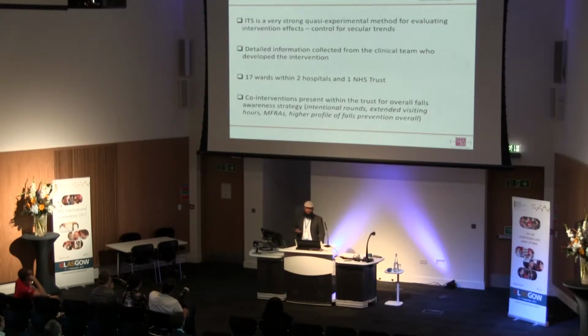And one of the other limitations was co-interventions. Some co-interventions were present within the trust in terms of overall falls awareness strategy. This is something generally across the UK, especially in recent times where there's been a great push for falls prevention awareness. So things like intentional rounds where nurses go around every hour, extended visiting hours so that the patients' families and friends are present for longer so that if they need help, they can get quicker help than waiting for the nurses. Multifactorial falls risk assessments, again, are regularly introduced, and generally there is a higher profile of falls prevention overall in the UK.